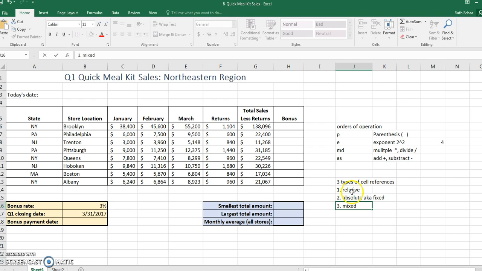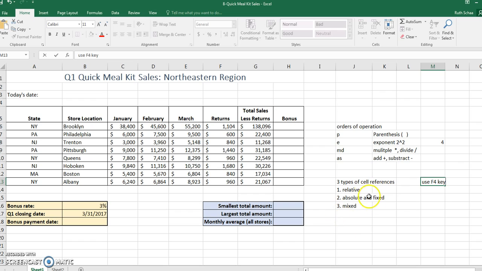To change between relative, fixed, and mixed, you will use your F4 key. That is the key above your alphanumeric keys, and mine is above my number 5. It depends on how your keyboard is set up, but it says F4. Do not hit the letter F and the number 4. Hit your F4 key, and it will toggle your address between absolute, relative, or mixed.